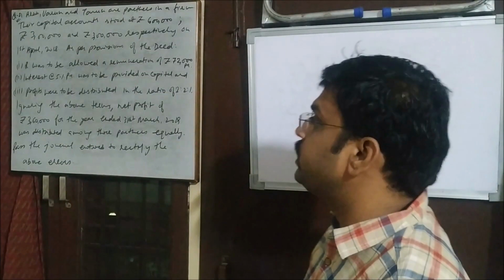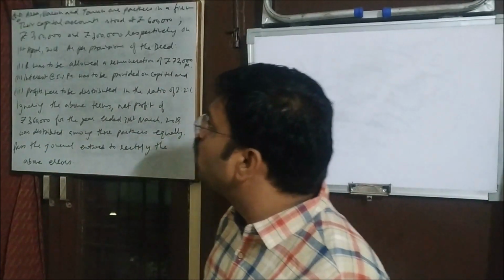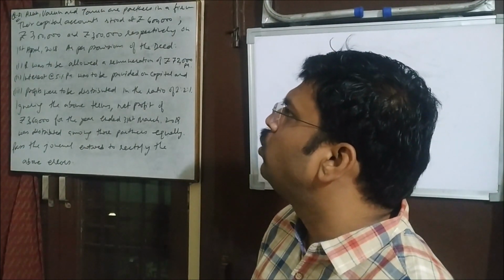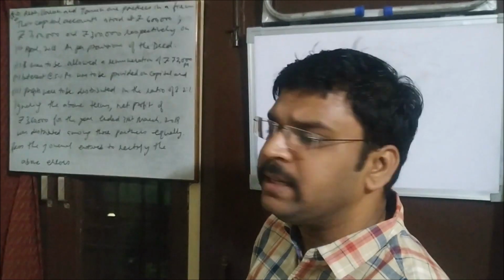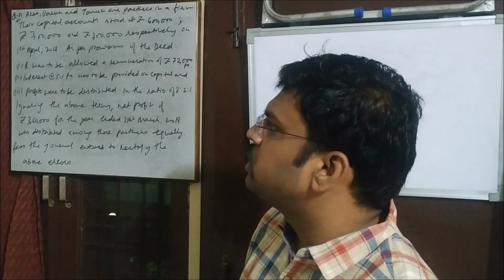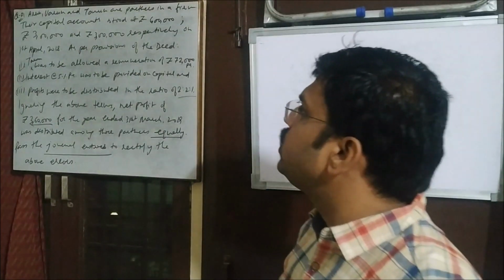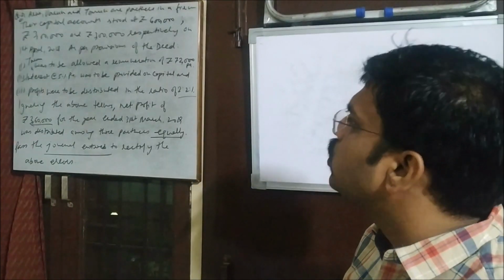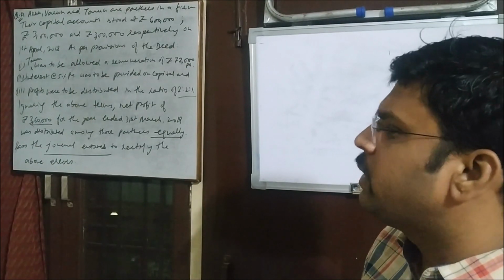I have written the question here. Let's read that. Arun, Varun and Tarun are partners in a firm. Their capital accounts stood at rupees 6 lakh, 3 lakh and again 3 lakh respectively on 1st April 2018. As per provisions of the deed, Tarun was to be allowed a remuneration of rupees 72,000 per annum.